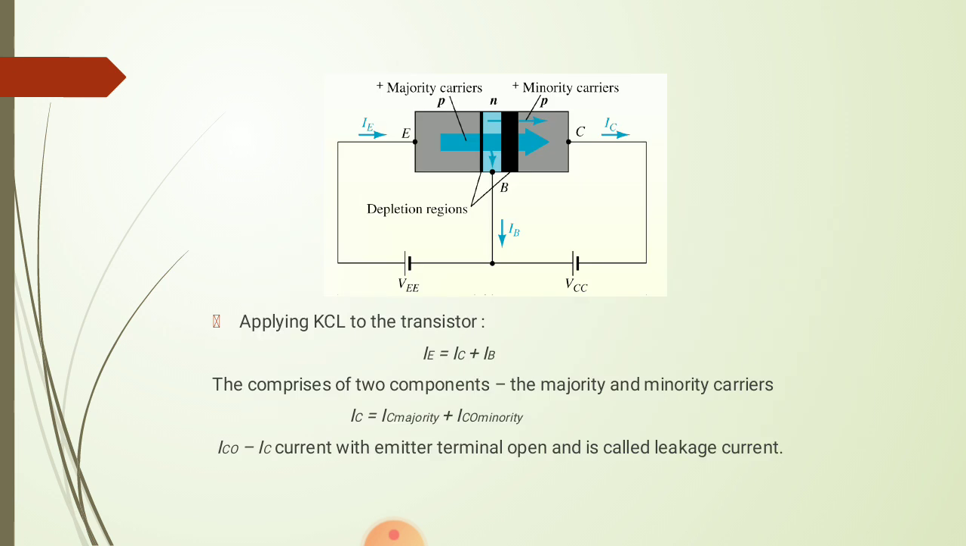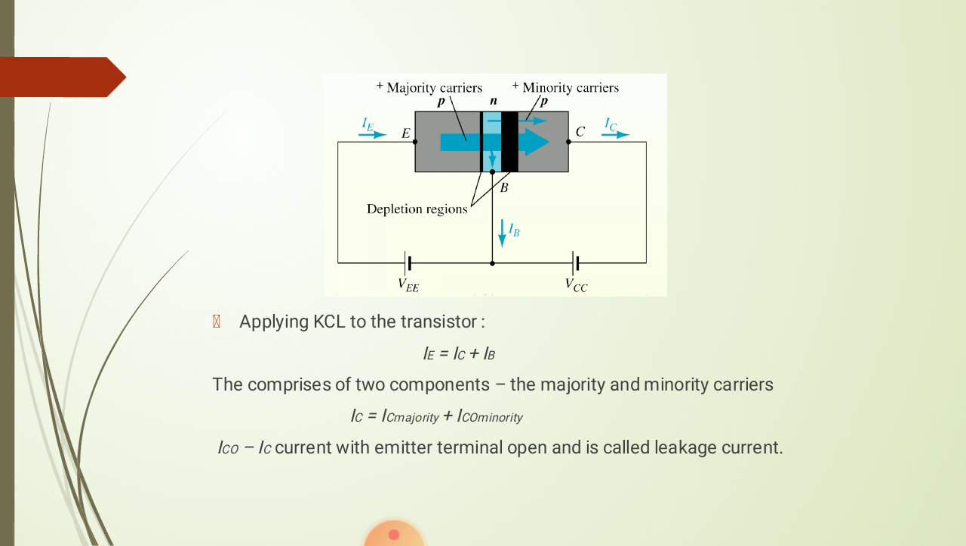Both biasing potentials have been applied to a PNP transistor, and the resulting majority and minority carrier flows are indicated. Majority carriers like holes, positive carriers, will diffuse across the forward-biased PN junction into the n-type material. A very small number of carriers will flow through the n-type material to the base terminal, resulting in IB, the base current, which is typically on the order of microamperes.